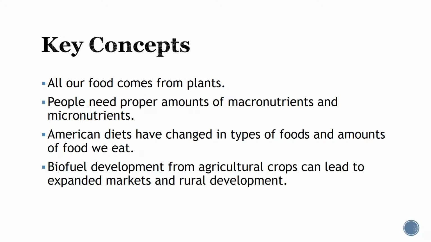So then we're going to look at how macronutrients and micronutrients affect people, good and bad, the lack thereof in some cases. We'll look at how American diets have definitely changed throughout generations because of the food that we eat and the amount of food that we eat, especially in America. Then we're going to look at a little bit of biofuel development and how agriculture has kind of led the way of expanding those markets for not just urban areas, but obviously rural development as well.